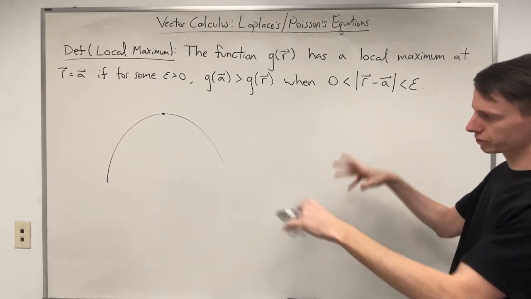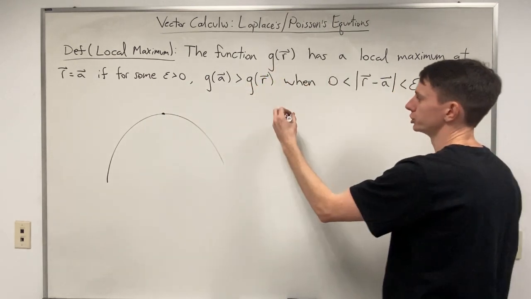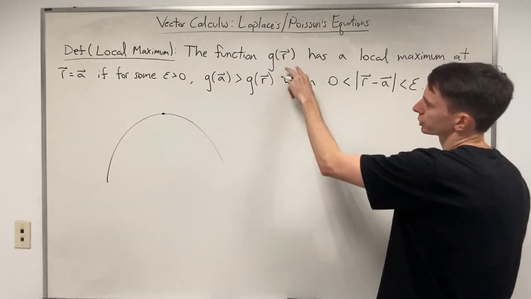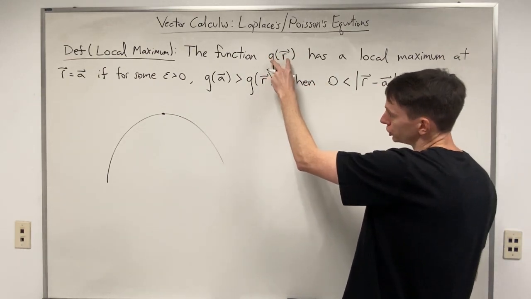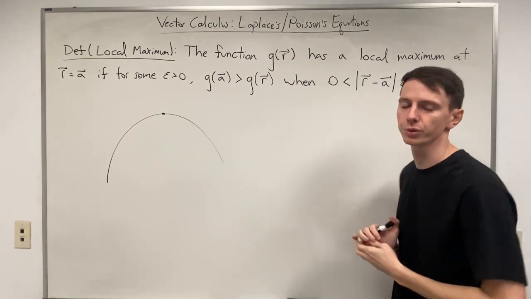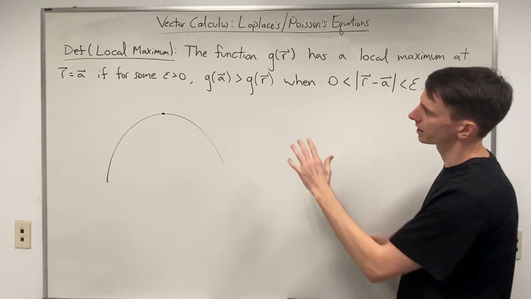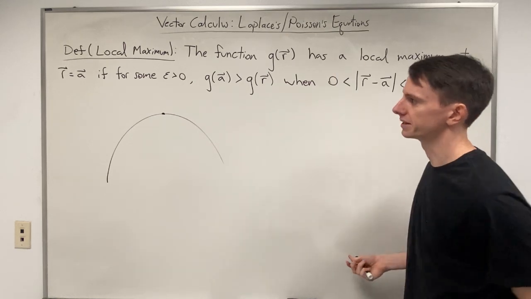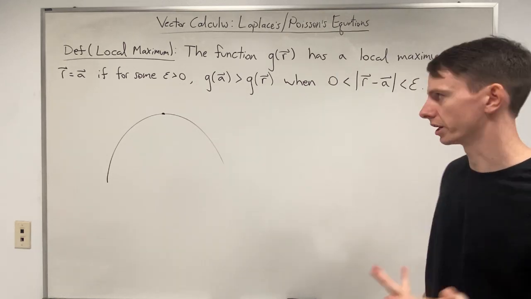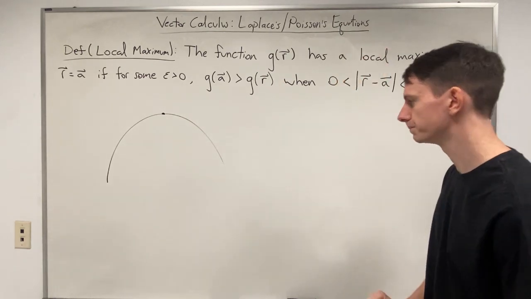So with this picture that I'm going to draw here, let's suppose that we have our function g of r. By the way, the reason that I chose to call the function g and not f, for example, is because we used f to be a harmonic function on the last whiteboard. I want to make it clear that this local maximum idea can apply to any function and not just a harmonic function. So I'm just calling it some function g.